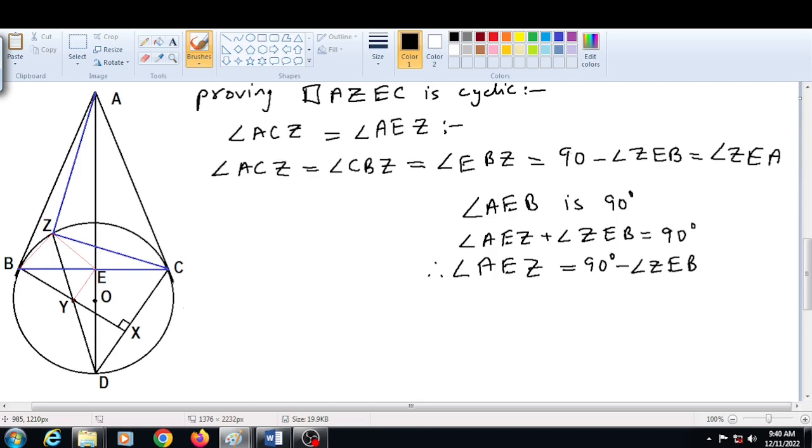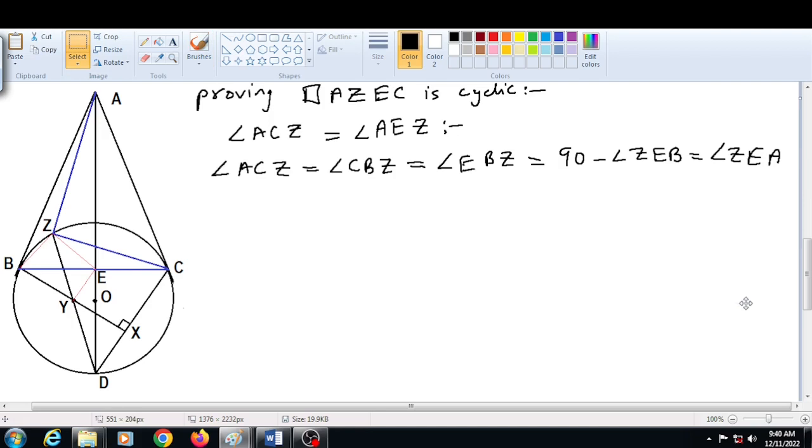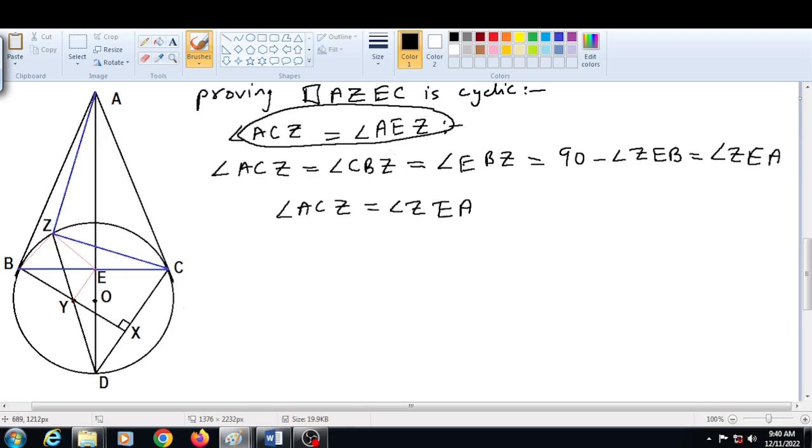So what do we have in the end? Let me create space over here. So what do we have in essence? We have angle ACZ is equal to angle ZEA. This is what we have. And this is exactly what we intended to prove. So this is proved.